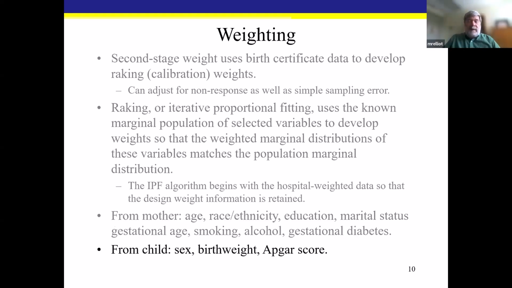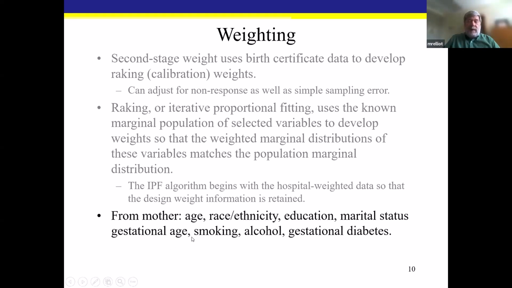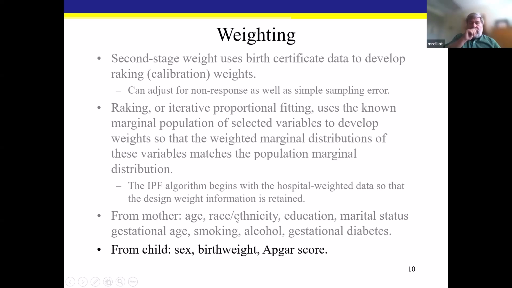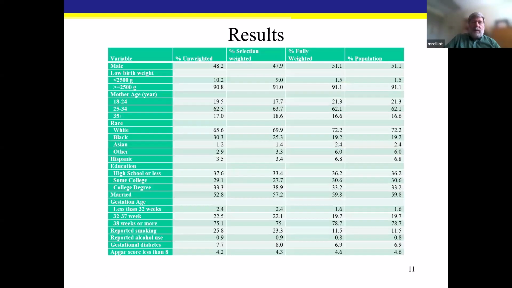And so what data did we use from the mother? We had their age, race and ethnicity, education, marital status, gestational age, reported smoking behavior, reported alcohol behavior, and gestational diabetes. And then from the child, we had the sex, birth weight, and APGAR score.